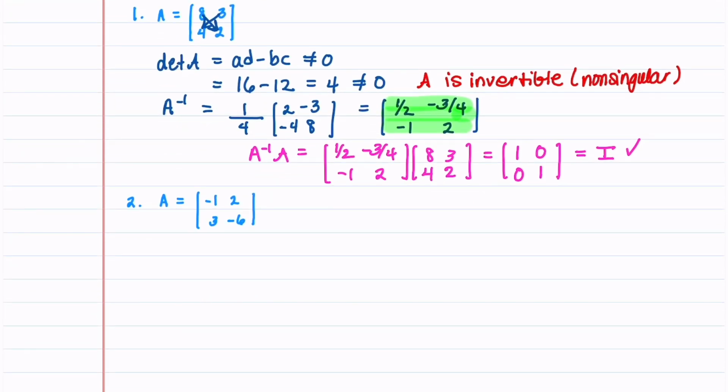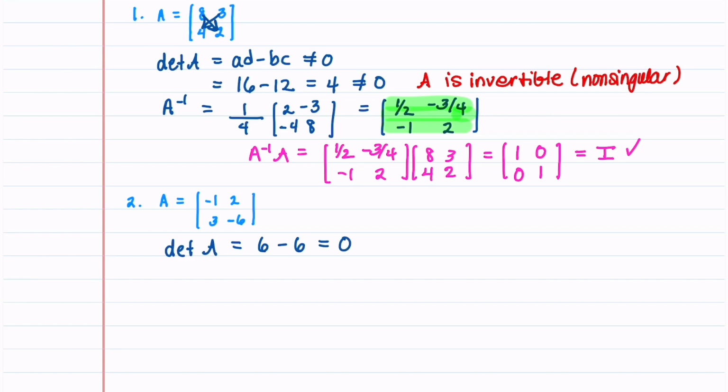Let's look at our second example. We're again going to start by calculating the determinant of A. That's going to equal minus 1 times minus 6, which is 6, minus 2 times 3, which is equal to 6, and that gives us a value of 0.